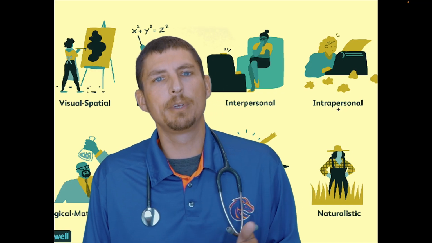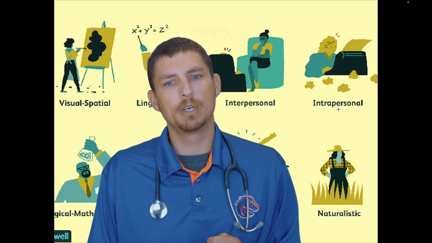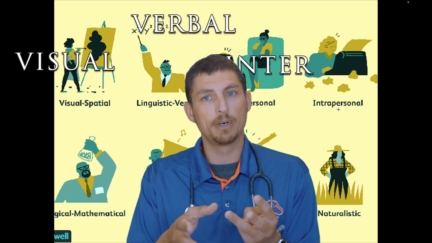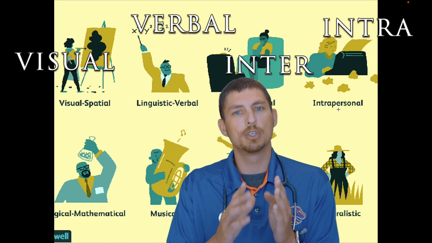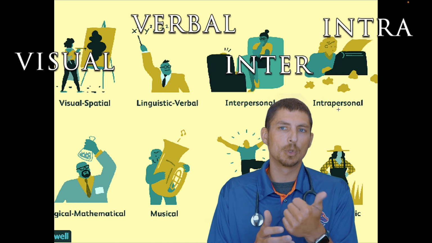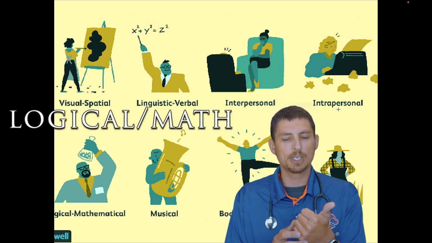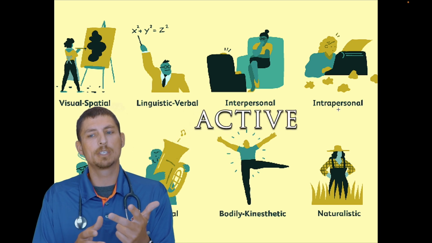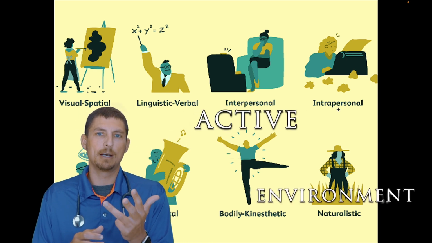Okay, so let's just quickly review those 8 multiple intelligences that we've listed here so far. Remember, you've got the visual or spatial learner, linguistic or verbal, interpersonal, which is learning with others, and then intrapersonal, which is learning best on your own, the logical or mathematical style, the musical style, the kinesthetic or bodily style, and then the naturalistic style.